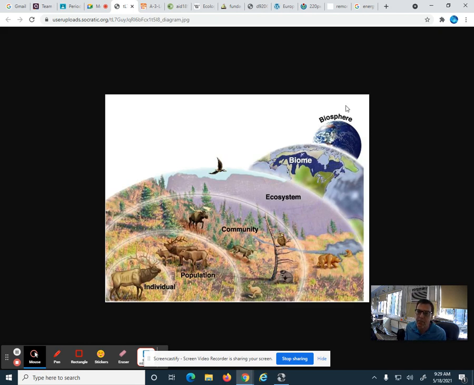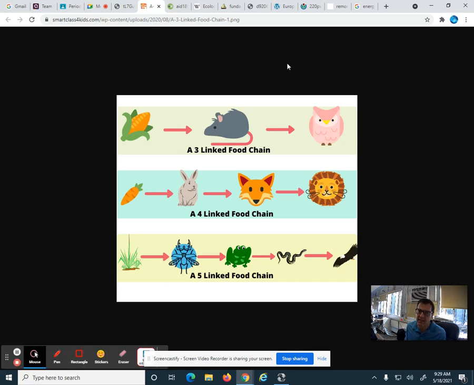And then finally, we have the biosphere, right? Bio, living, sphere, giant round thing, the earth, right? So these are the levels of organization in a community. So besides that, it's important to understand how living things are connected to one another. And the first way to understand that is to understand what food chains are. If you look at these examples, food chains are linear relationships, one to one to one to one to one. And that's why they call that a chain, because chains have these little links and everything is just linked to one other thing. So in this case, I can see there's corn, a mouse, and an owl.